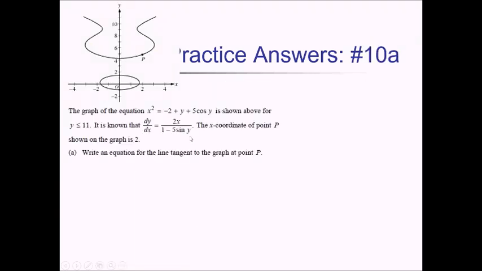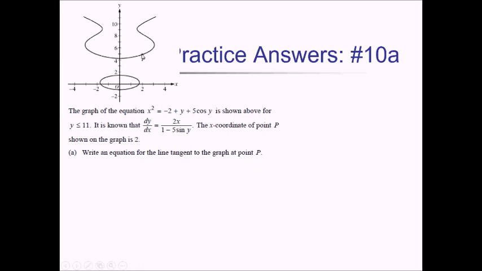For this free response problem, the graph of this equation is given above for y values less than or equal to 11. You might actually be better off not looking at this graph for a little bit. It's known that the derivative of this function is given by 2x over 1 minus 5 sine of y, and the x-coordinate of point P shown on the graph here is 2. All right, so we want to write an equation for the line tangent to the graph at P. For that, we're going to need an x value, a y value, and a slope. We've got an x value. We need a y value to go with it.